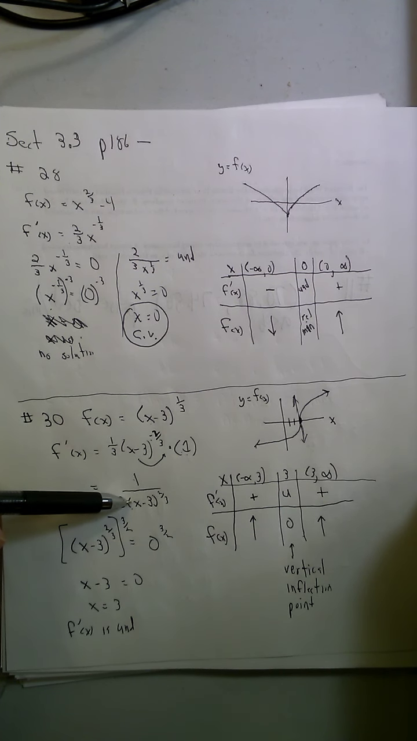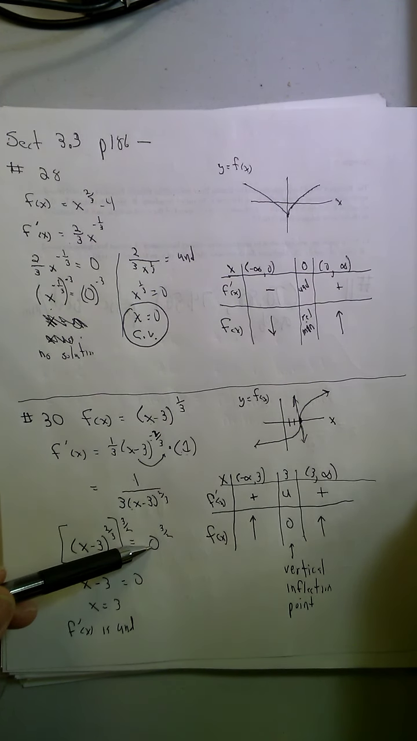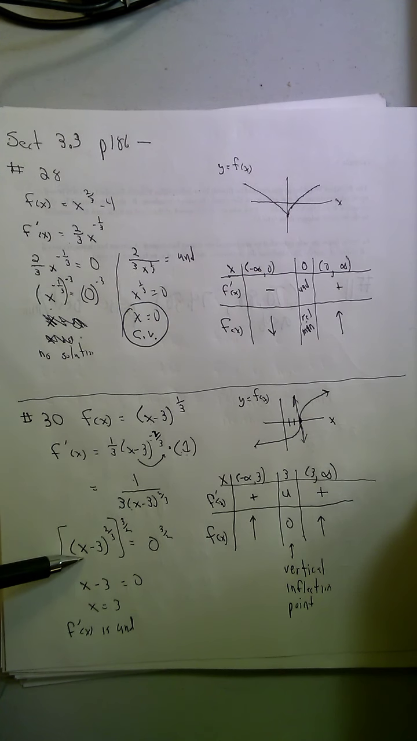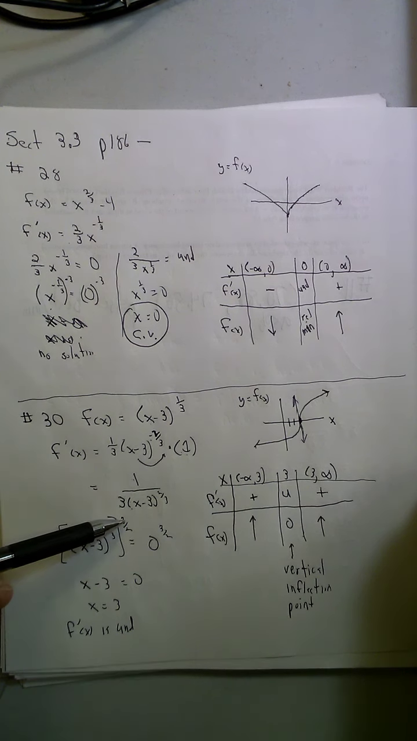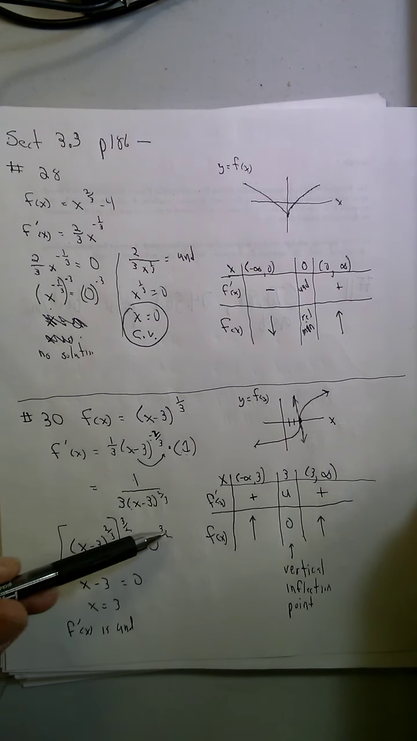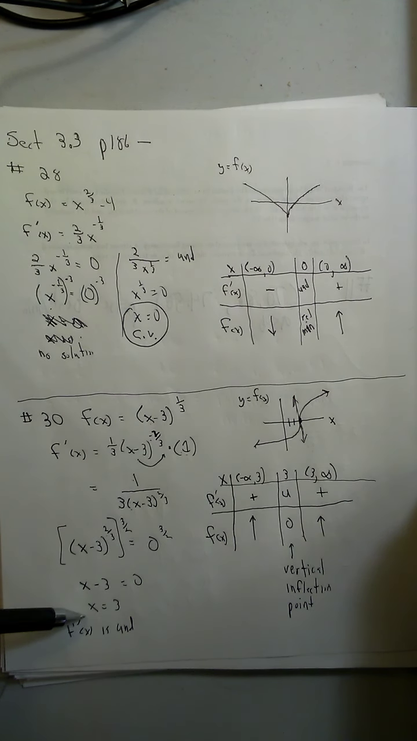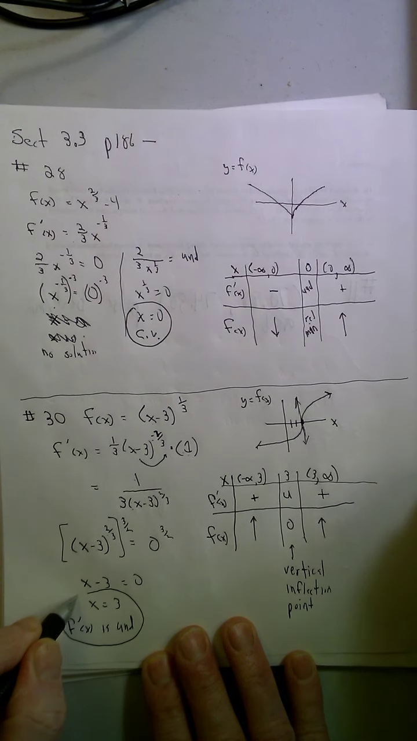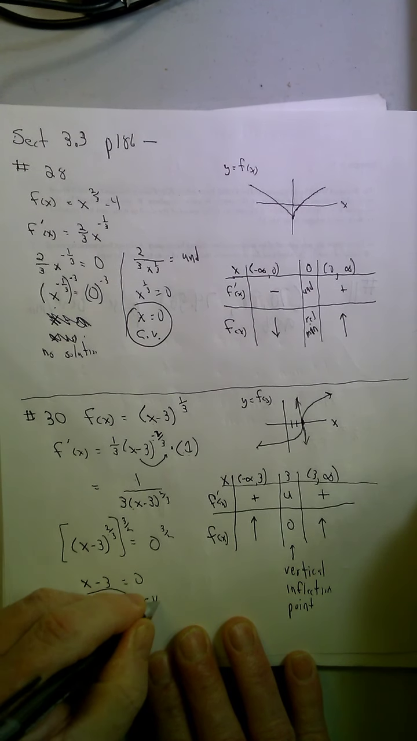Take the denominator, set it equal to 0, just the denominator. Divide both sides by 3. Now you have this 2/3 power, so to undo it, raise to the 3/2 power. Because power raised to a power, multiply the exponents, you get 6/6, which is the first power. Whatever you do to one side, do to the other. Solve and get x equals 3 is where the derivative is undefined. So that's your critical value. And that's it.